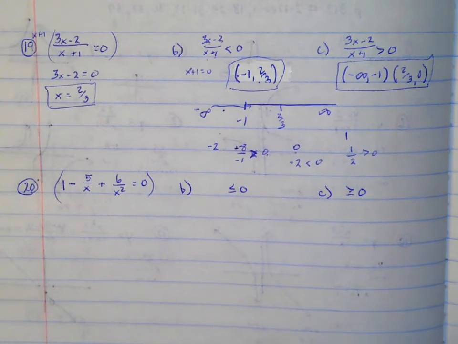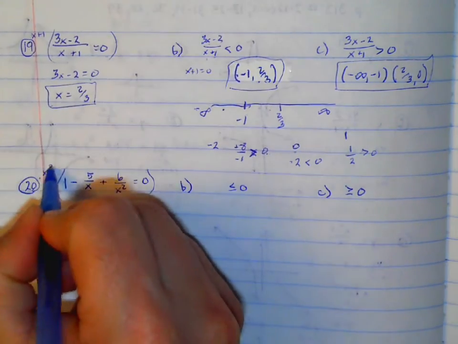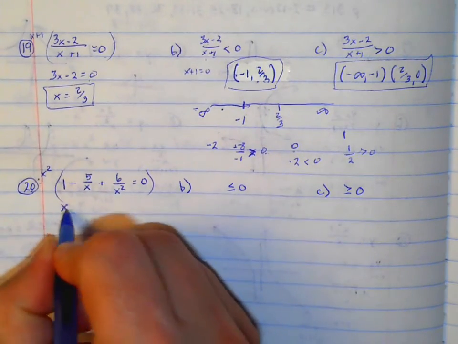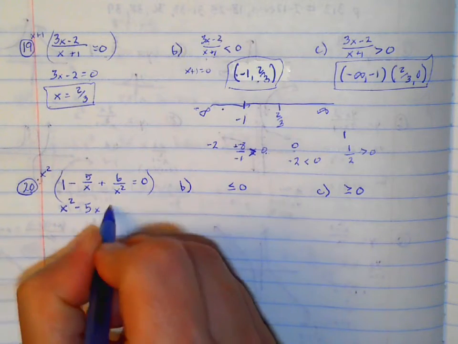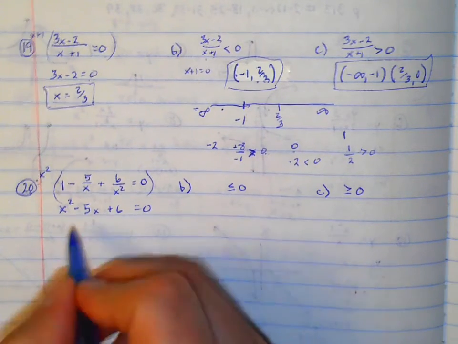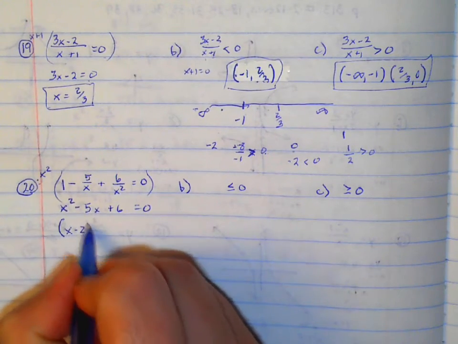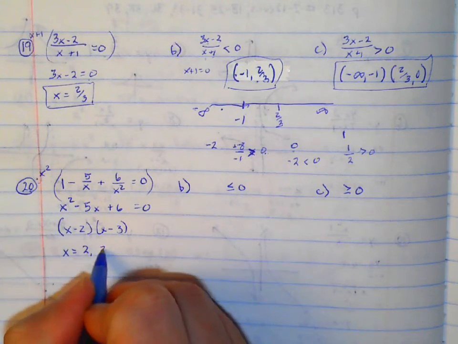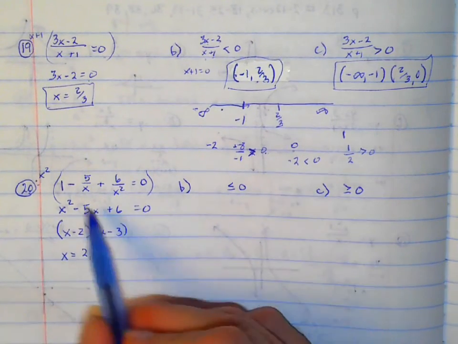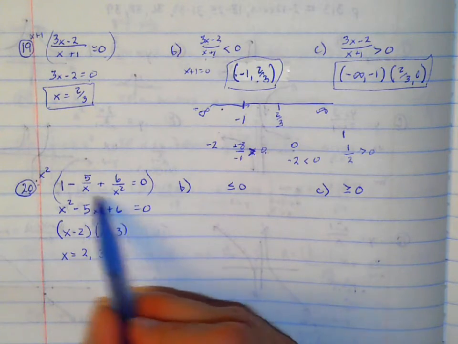Number 20, multiply everything by x squared. So that gives me x squared minus 5x plus 6 equals 0. Okay, I want to solve it. So -2 and -3, so my x would equal 2 and 3. Now, do they both work? Yep, 0 would be the only thing that would not work there.